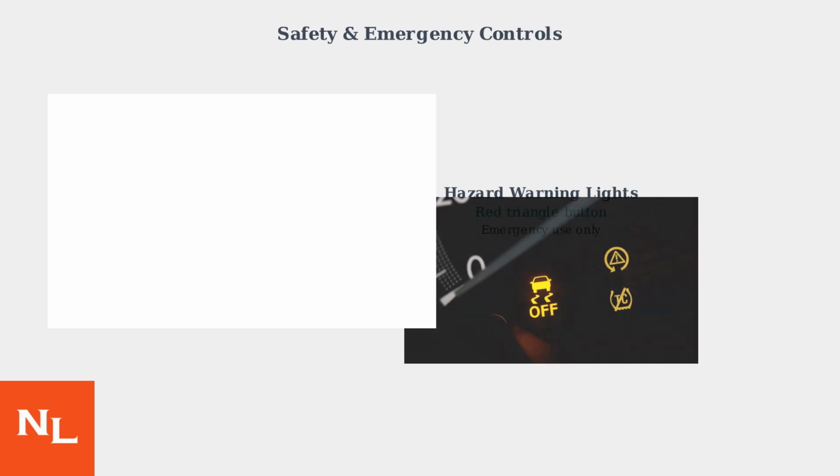Stability control and traction control buttons help manage vehicle dynamics. The yellow warning lights indicate when these systems are active or disabled. Only disable these systems in specific circumstances, like getting unstuck from snow.